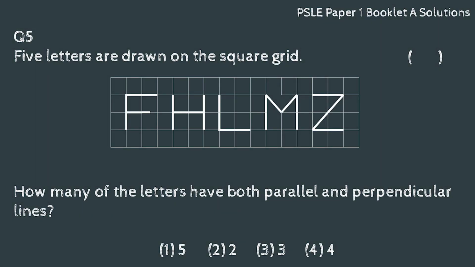Question 5. 5 letters are drawn on the square grid. How many of the letters have both parallel and perpendicular lines?